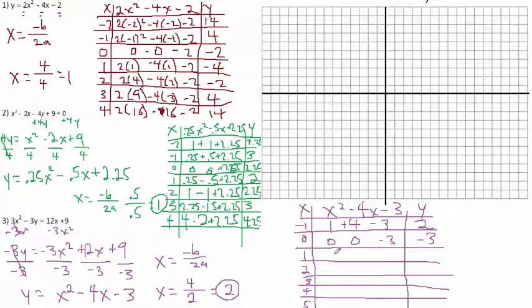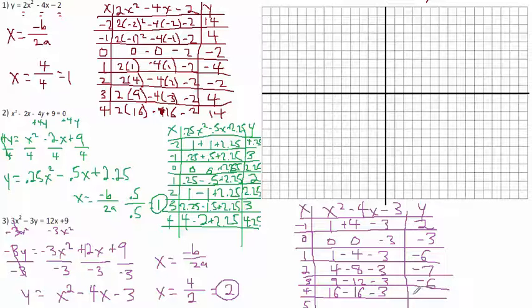Let's take the 1. 1 squared is 1, minus 4 times 1 is negative 4. So we've got 1 minus 4 minus 3, which is negative 6. And then we've got 2 squared, which is 4, minus 8 minus 3. So now we've got 4 minus 8, which is negative 4, minus 3 is negative 7. Now let's try the 3. 3 squared is 9, minus 4 times 3, which is 12, minus 3, which is negative 6, of course, just like the other side. 4 squared is 16, minus 4 times 4, which is also 16, minus 3.